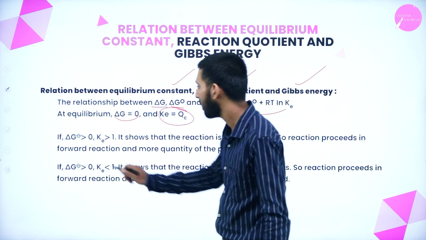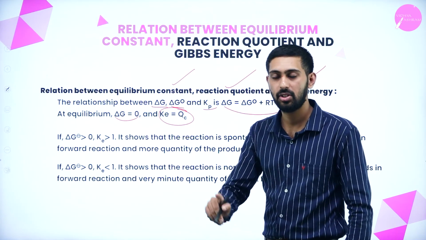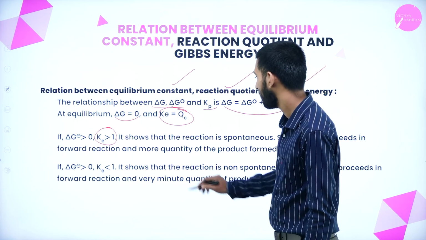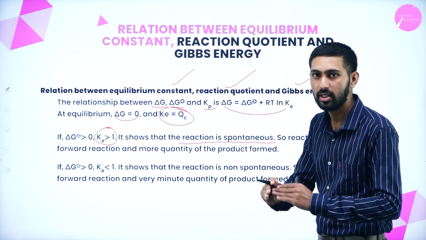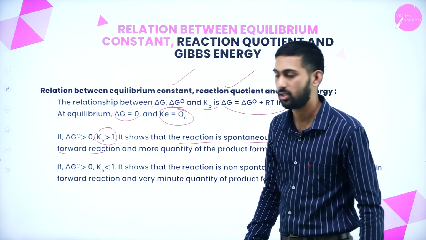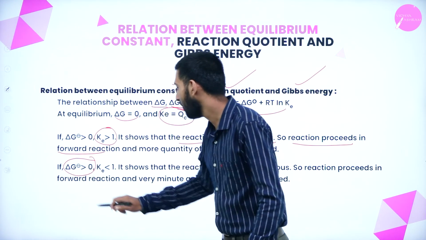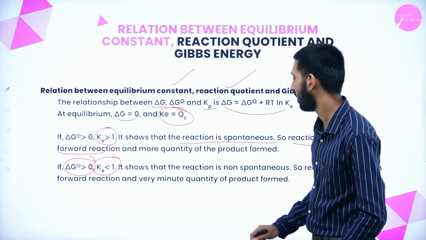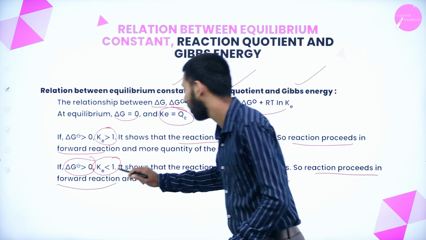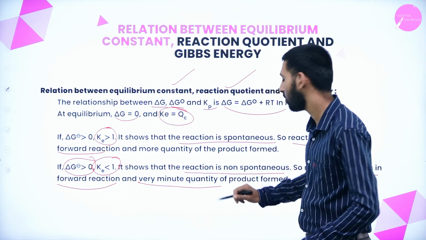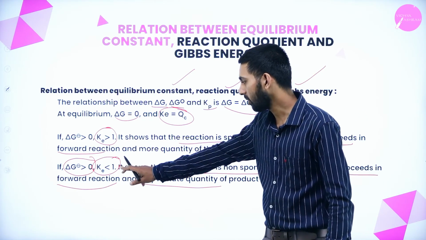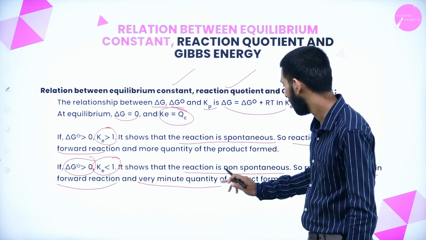Next, if delta G is less than 0 and K is greater than 1, then what we can say? The reaction is spontaneous, so the reaction proceeds towards the forward direction. Then if delta G is greater than 0 and K is less than 1, then the reaction is non-spontaneous. The reaction proceeds in the forward direction, but you will get only a very minute quantity of product.